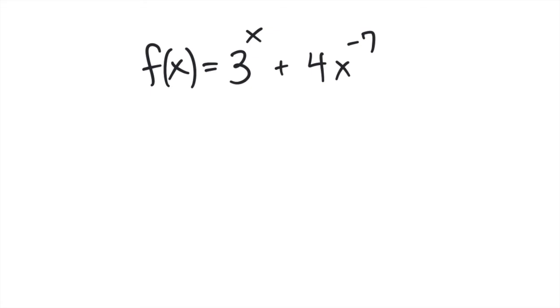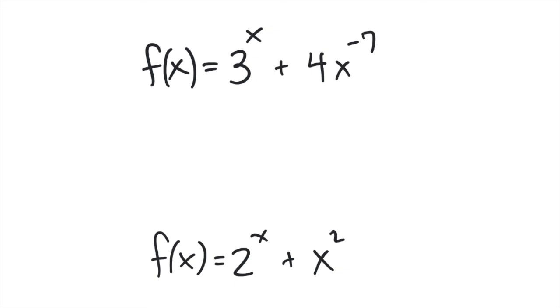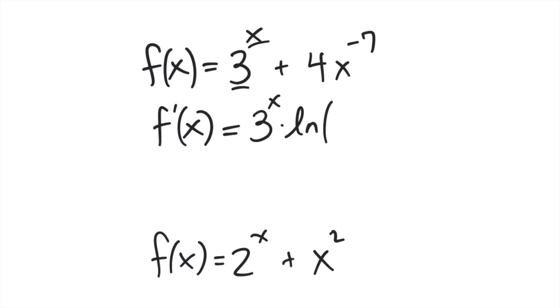Or a fun one would be to talk about something like f of x equals 2 to the x plus x squared, where you just have to be really careful about what your base is and what your exponent is. We could look at both of these. So the first one up here, this is like your b to the x. It's a 3 to the x here. So the derivative of that first part is 3 to the x. Remember, that's almost its own derivative, but then we need an extra natural log of 3.